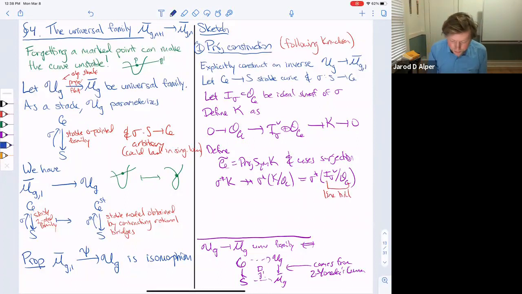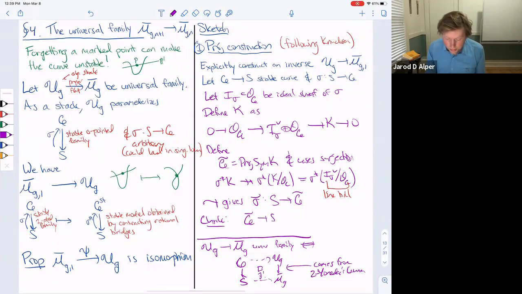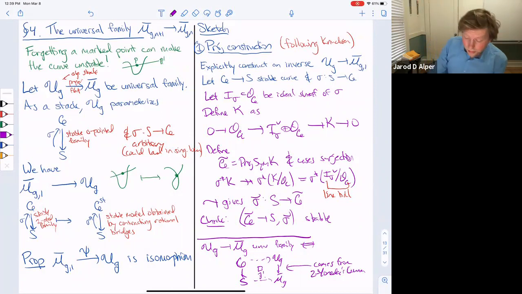And so that this gives a section S. By using the universal property of maps to Proj, you get a section S to C tilde. And then what you need to check is that C tilde to S and C is the desired one-pointed stable family. There's a lot of details here, and I haven't followed them all myself. You can check in Knudsen's paper, but I'd like to give a more conceptual argument for this.